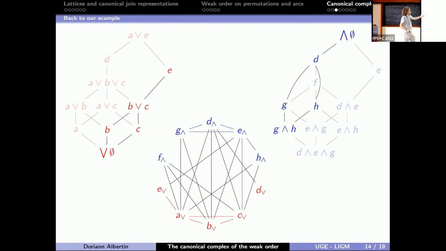So on the left-hand side, I contracted A and D, and on the right-hand side, I had to contract something a little different. I had to contract E and F because I have this bijection between join and meet irreducibles. And what happens in the canonical complex is just, okay, I have to remove A, I have to remove D, and I also have to remove E and F, which are conveniently on the opposite side from A and D in my drawing. So I didn't do things just randomly. And we get this smaller simplicial complex on 6 elements that is the canonical complex of the quotient lattice.